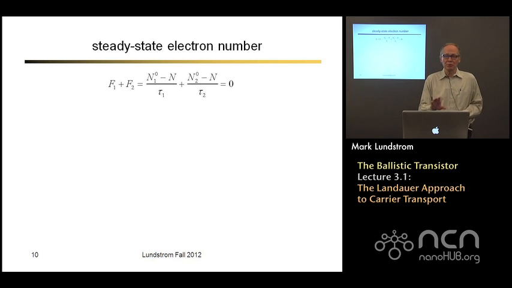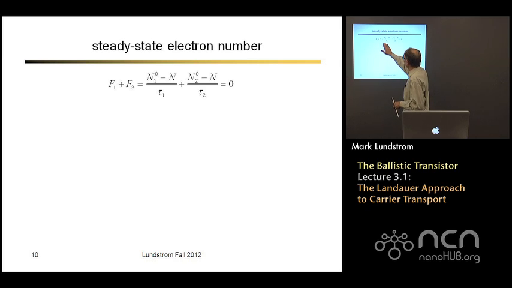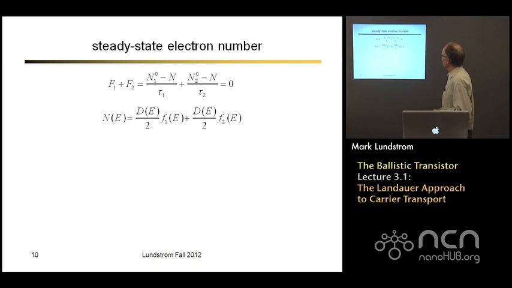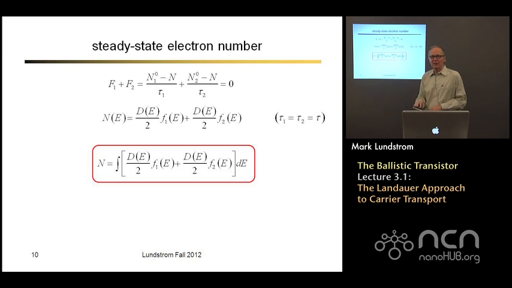Okay, so now we can compute the electron number relatively easily. We take this steady state condition. We have simple expressions for those two flows. We set it equal to 0, and we solve for the number of electrons in the device. And this is the answer that we get, making the simplification that the two contacts are the same, so tau 1 is equal to tau 2. If I want all of the electrons in the device, I need to integrate over all of the electron channels, and then this is my final expression for the number of electrons in the device.